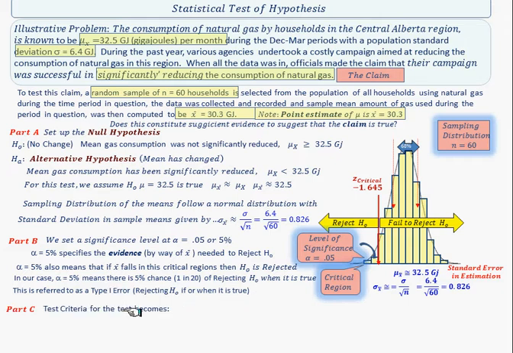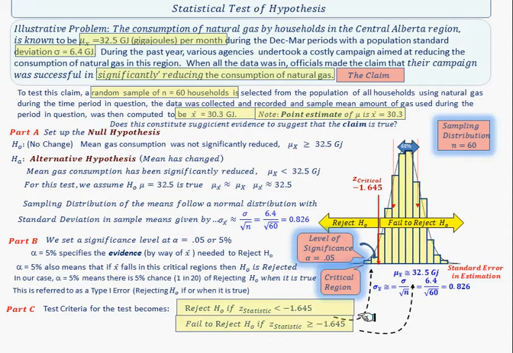Now part C is the test criteria. We're suggesting if the Z statistic, which we'll bring up here shortly, is less than minus 1.645, we're going to reject H naught. Otherwise, we're going to fail to reject H naught. And this becomes our test criteria for accepting or rejecting.